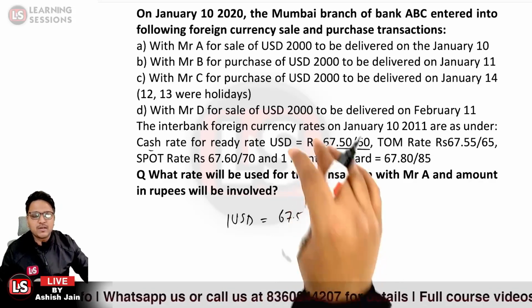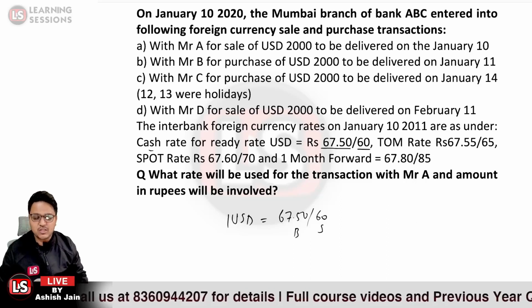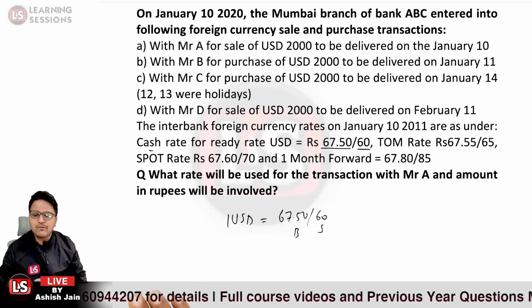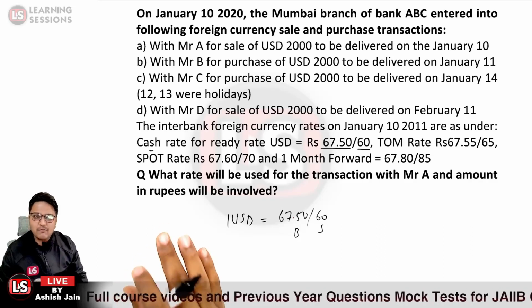And over here the transaction, from the bank's point of view, is a sale transaction. Now for a sale transaction, what rate would be applicable from the bank's point of view? It will be the selling rate which will be applicable.